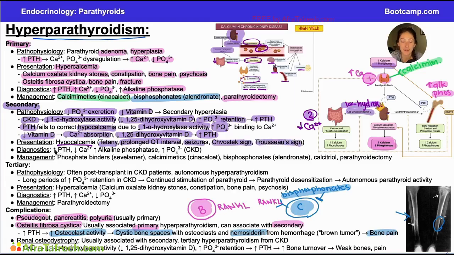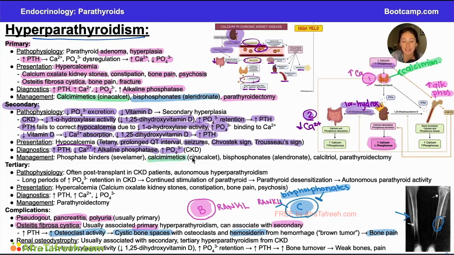Your diagnostics, like we already talked about: increased parathyroid hormone because there's no negative feedback, decreased calcium because we're unable to carry out this pathway successfully, increased alkaline phosphatase, again because we are having increased bone turnover, and increased phosphate, mostly associated with chronic kidney disease.